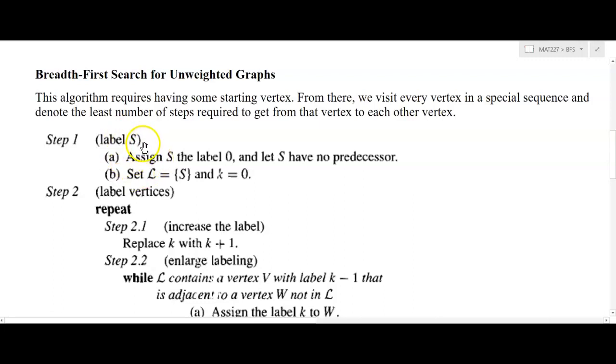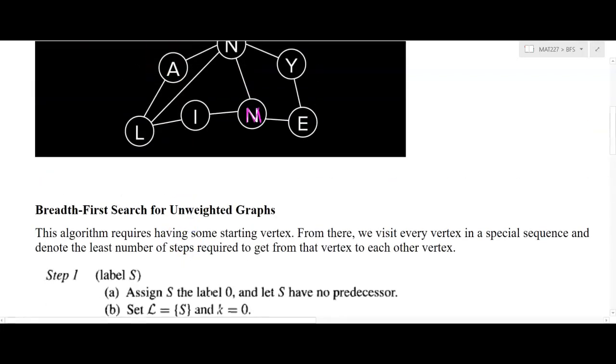So step 1, we're going to label S, which is our starting vertex. Assign S the label 0, and let S have no predecessor. Assign S to this list, or perhaps this set, L, that's going to keep track of all the vertices that we've been to. So assign S the label 0 and let S have no predecessors. In this case, our starting vertex is the vertex L, and we're going to set K equal to 0.